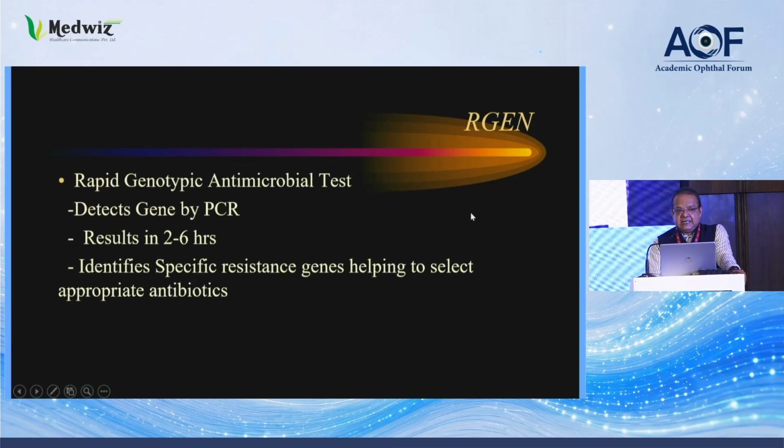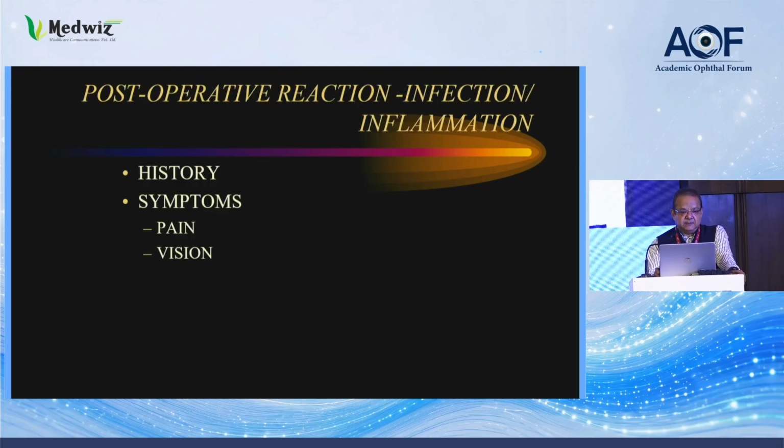Now there is a newer investigation, what we call a rapid genotypic antimicrobial test. This detects genes by PCR. Results come within 2 to 6 hours and identify which antibiotic the organism is sensitive to. So if you have access to it, you can go ahead, take a tap, and know the sensitivity of the organism.